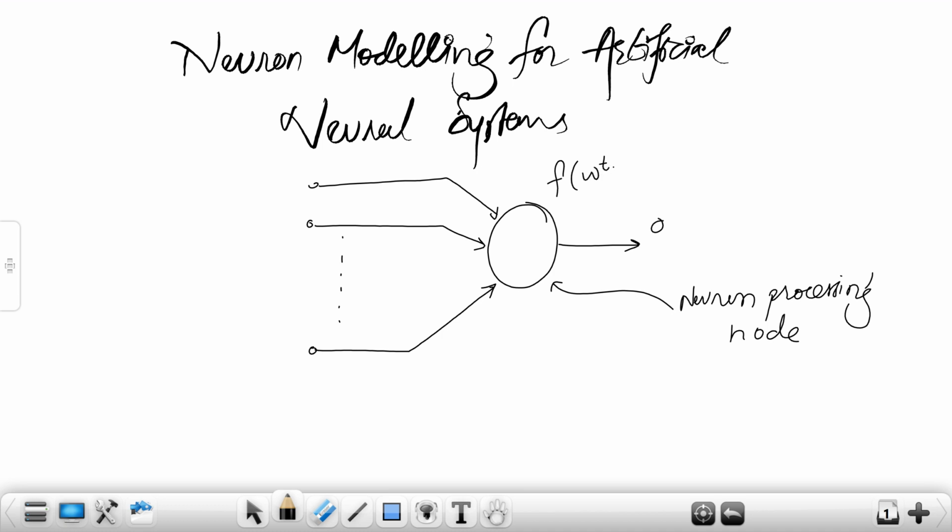So f of w^T x. What is this f of w^T x? It is the activation function. As I told you, the biological neuron fires only when it crosses some particular threshold. In this case, for it to fire, it has to overcome this particular threshold value for this artificial neuron. And that is governed by this function. The function defines how the artificial neuron will behave, and in what way.